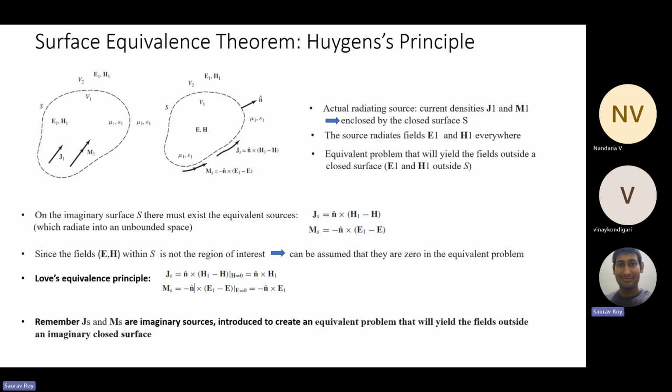You understood or not? Yes, sir. Now you are asking how it will be equivalent. That question you can ask: even if you remove J1 and M1, how will it be equivalent?